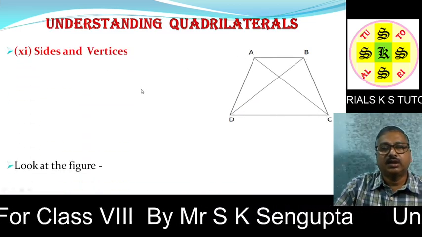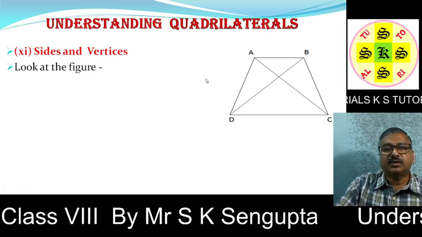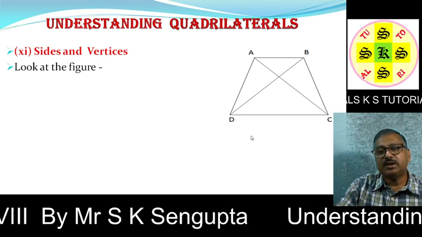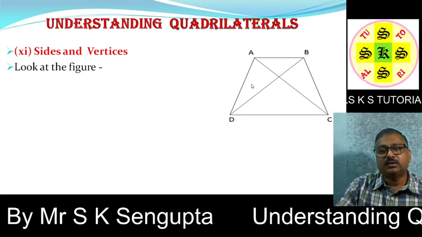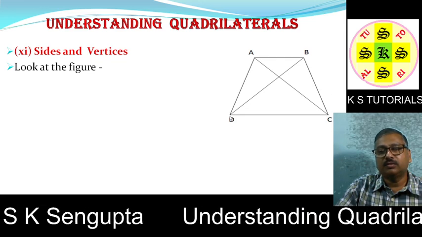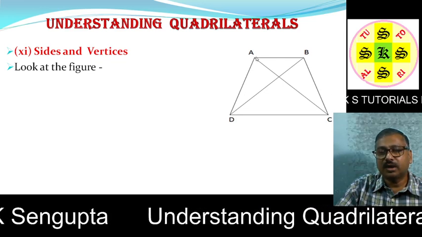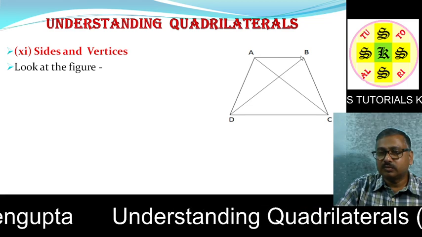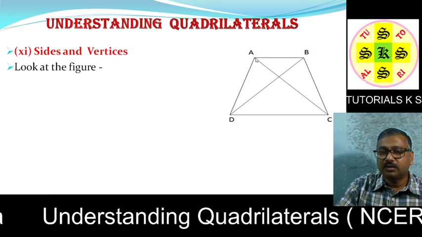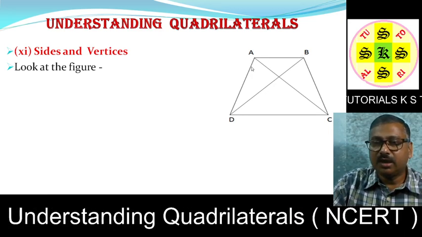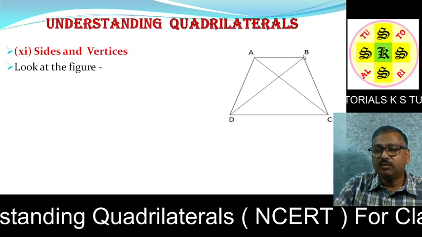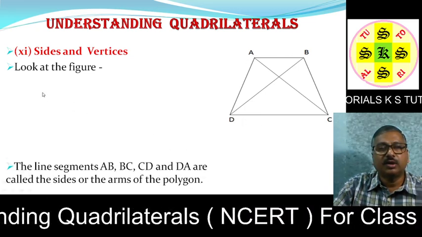Now, sides and vertices. What are the sides and vertices of a quadrilateral? See here, ABCD is a quadrilateral. A, B, C, D are the vertices. They are the connecting points of the sides, for example sides AB and AD meet at A. So A is known as a vertex, and B, C, D are also vertices.